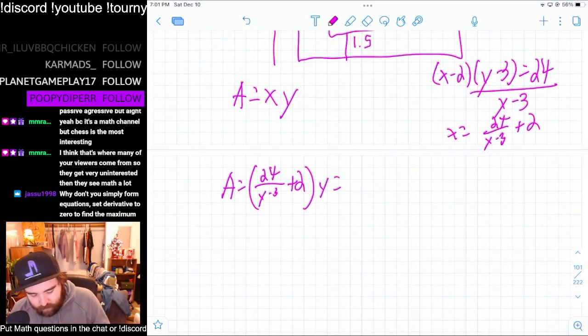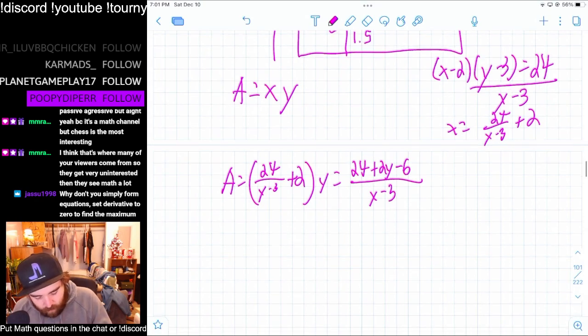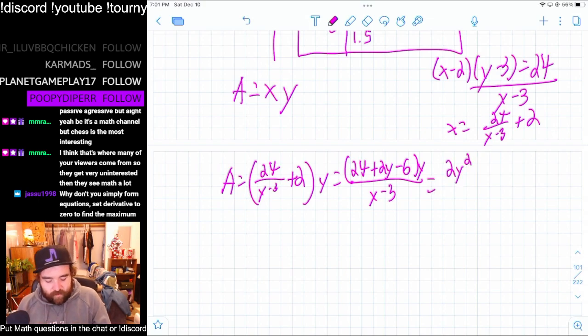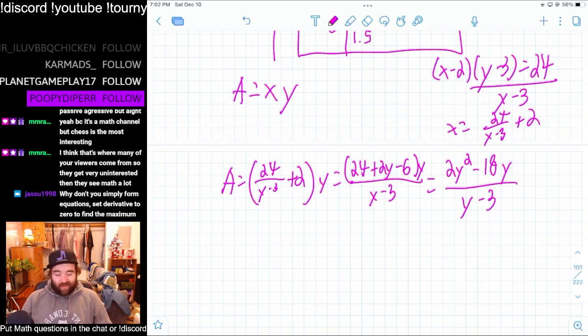And then before I take the derivative, I am going to simplify this a bit. So I'm going to combine this stuff in the middle. 24 plus 2y minus 6 over y minus 3. But then I've also got to distribute this y on the top. So then I'm going to have 2y squared, 24 minus 6 is 18, minus 18y over y minus 3. And it looks like you can cancel stuff out, but no. So that's the equation for our area.